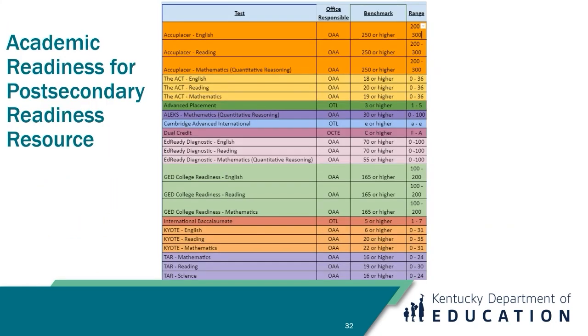Here is a resource in SDRR that helps you with any of our information in SDRR, and it also talks about academic readiness, etc. So you want to make sure that you go over this resource. It tells you what office is responsible for this, and also what the benchmark and the range had to be for you to meet that for academic readiness for post-secondary readiness.